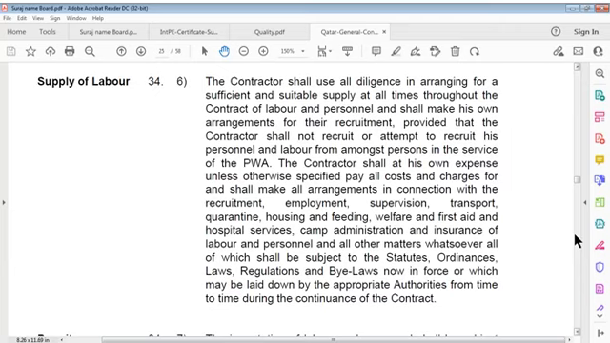quarantine, housing and feeding, welfare and first aid and hospital services, camp administration and insurance of workers and personnel, and all other matters whatsoever, all of which shall be subject to statutes, ordinances, laws, regulations, and bylaws now in force or which may be laid down in Parliament.